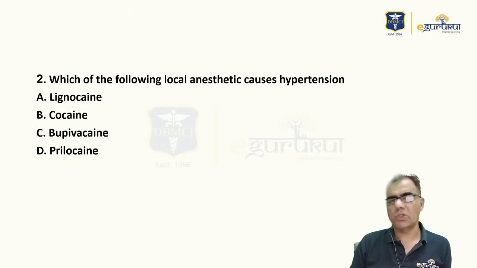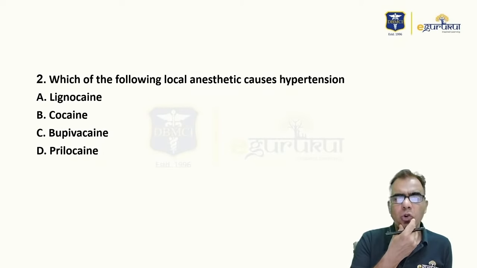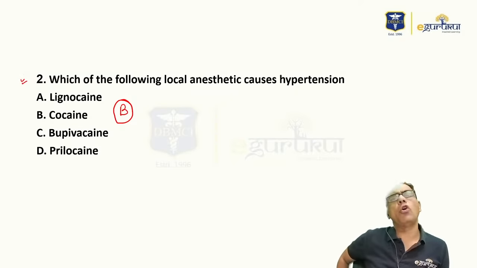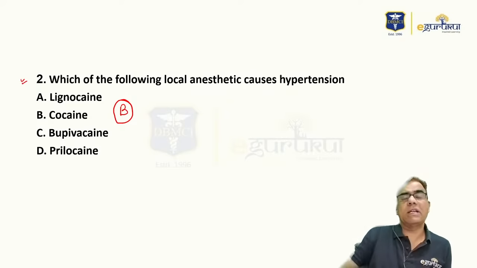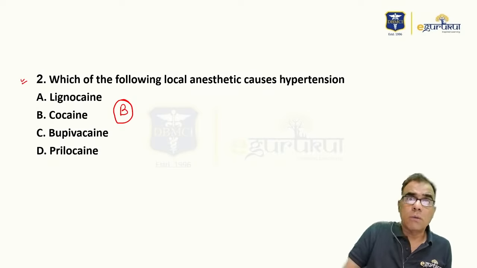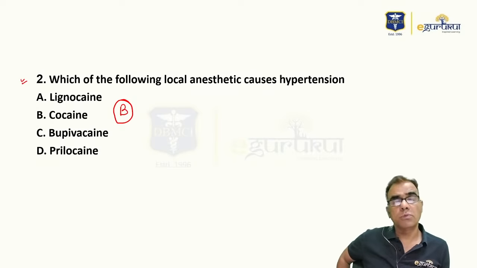Second question which I could manage to find is that which of the following local anesthetic causes hypertension? Lignocaine, cocaine, bupivacaine, and prilocaine. Cocaine. And this is one of the most important reasons which led to obsolescence of cocaine from anesthetic practice. Otherwise, cocaine was the first local anesthetic used in clinical practice. And cocaine was such a potent vasoconstrictor that in fact there occurred some cardiac failure because of the cocaine. It produced so much vasoconstriction that increased so much afterload that actually led to cardiac failure.